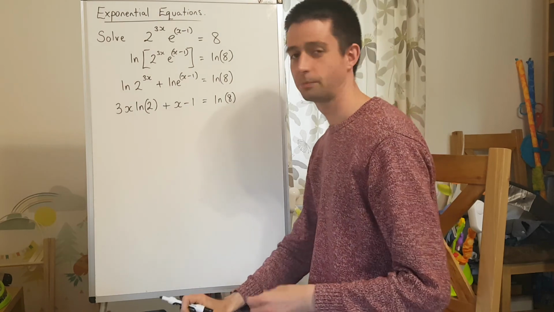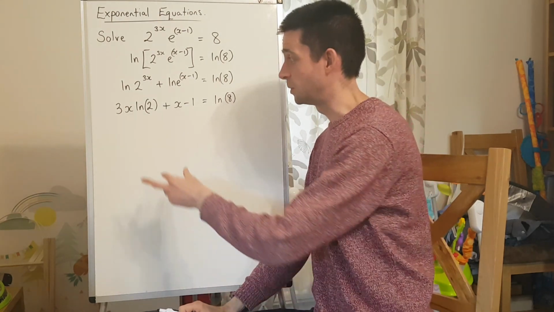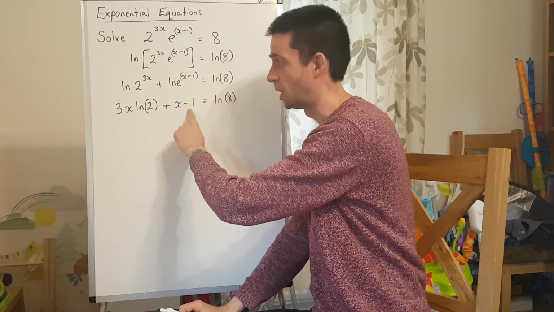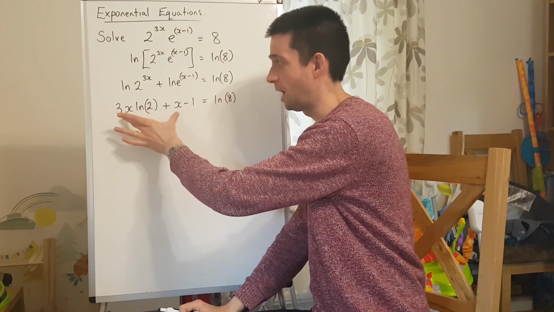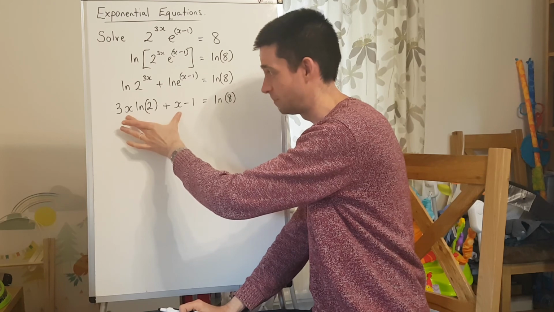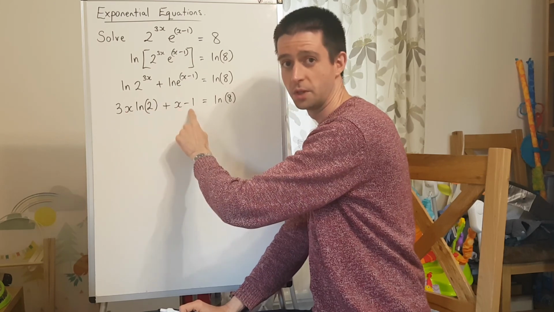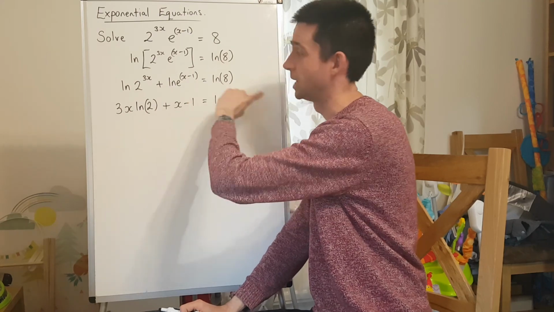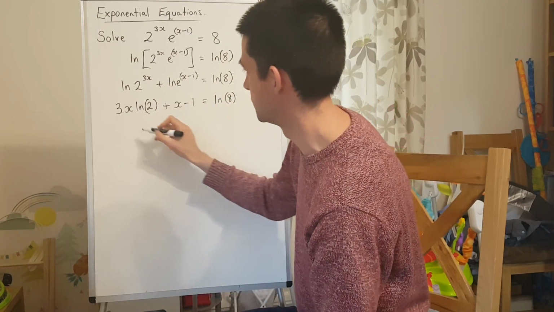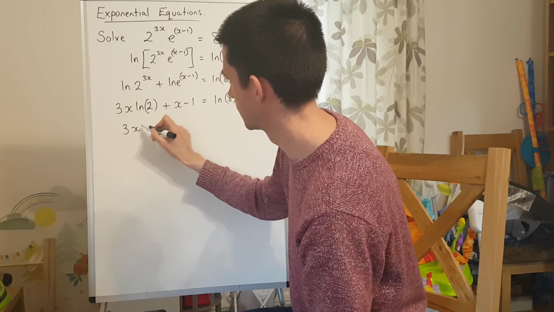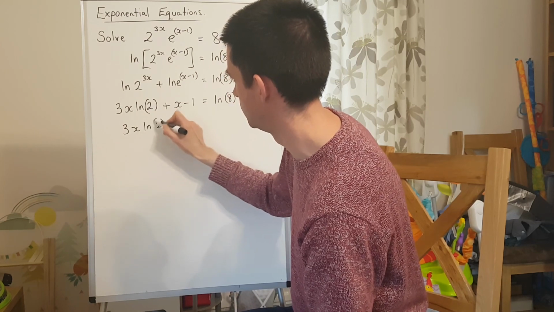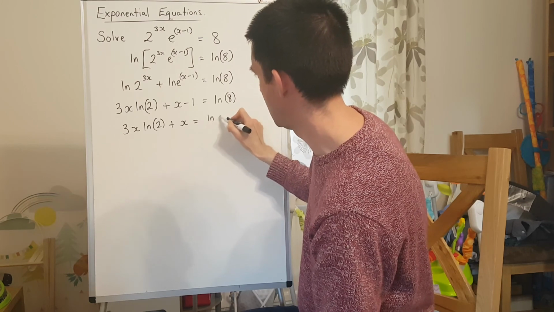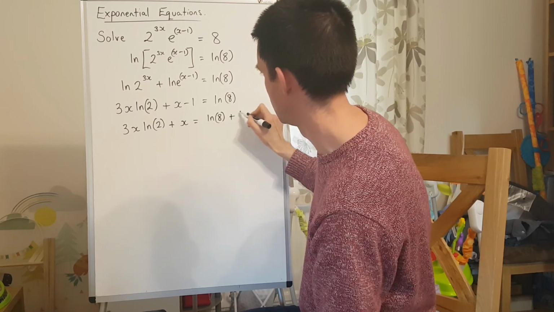equals ln 8. Now at this stage we notice we've got something slightly different here. We've got 3x ln 2 plus x minus 1. With the previous example, everything on the left hand side had an x term. This one here, we've got this minus 1. So before we think about factorising to get x on its own, I'm going to add this 1 over to the other side of the equation. So 3x ln 2 plus x equals ln 8 plus 1.